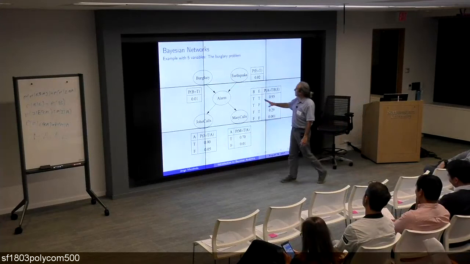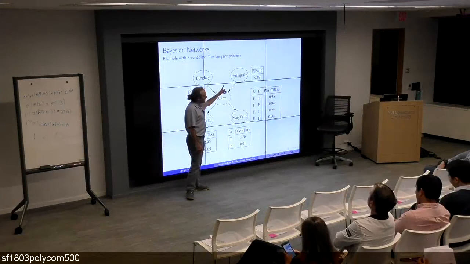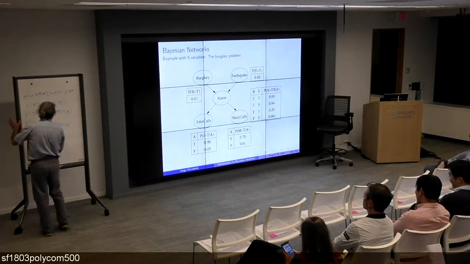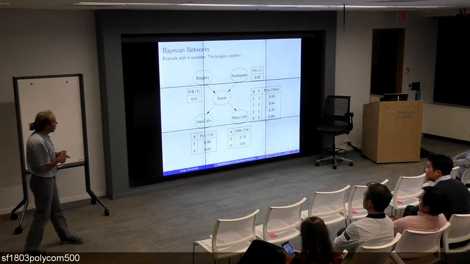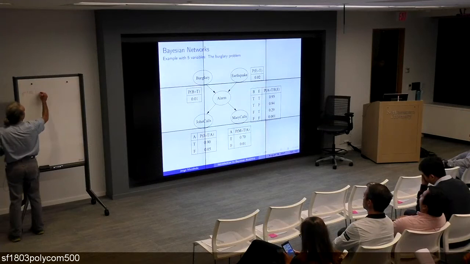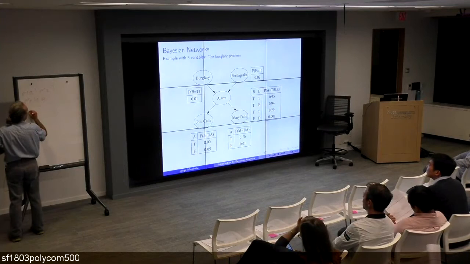What is this picture? Forget about the numbers for a second, and the tables, just the picture. What this picture is telling me is what my five factors look like. It's telling me, the joint probability distribution has five factors. How do I see that? Because my graph has five nodes. What are the five factors? Well, the five factors in this representation are a node given its parents. The five factors are, from top to bottom, P of B, P of E, P of A given E, B, P of J given A, P of M given A.